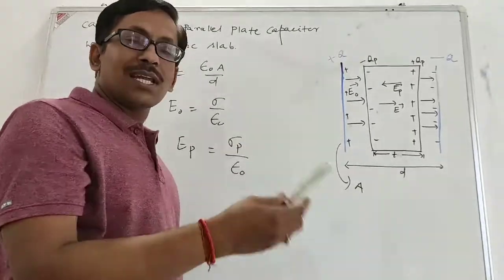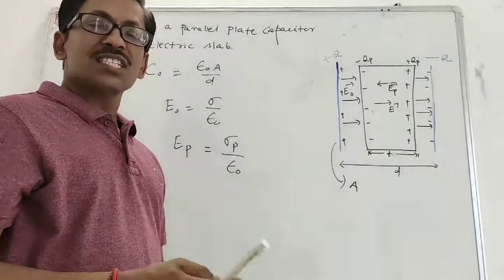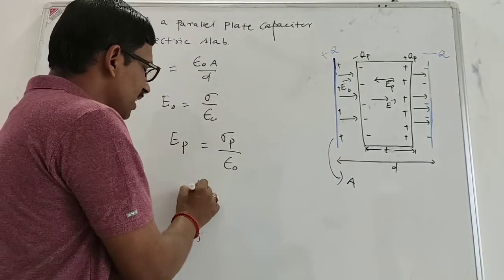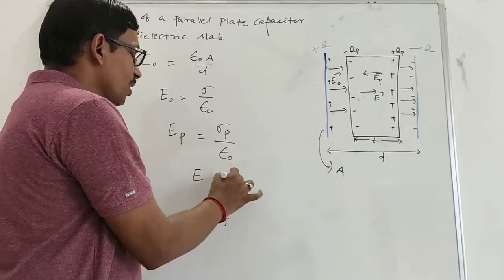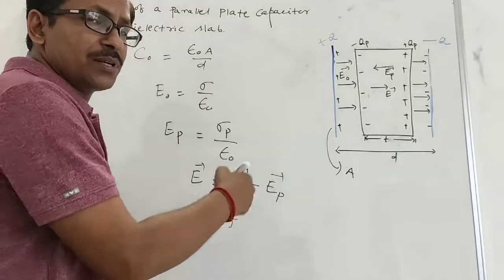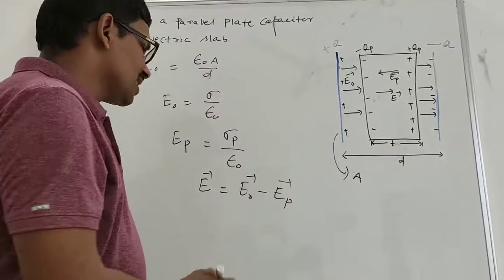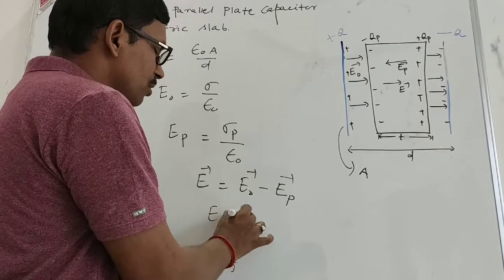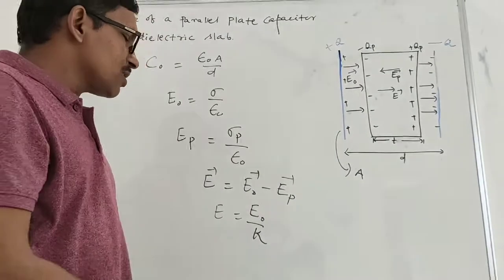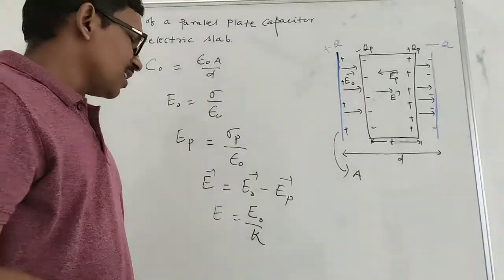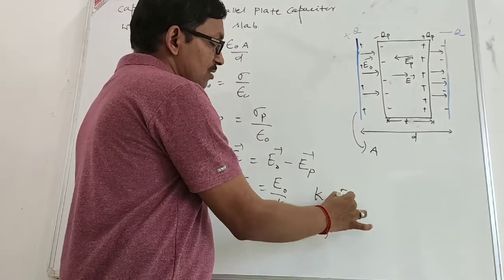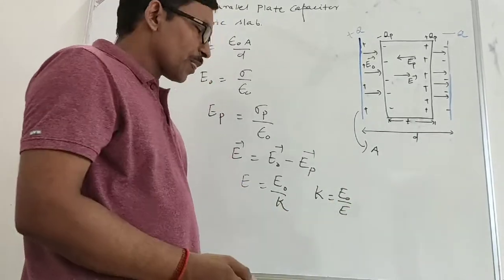So now this electric field due to polarization tends to reduce the original electric field. Then what is the electric field inside the dielectric? Now the electric field inside the dielectric, E, is equal to E0 minus EP, original external electric field minus electric field due to polarization. That we can write as E equal to E0 by K. How is this? Because previously we have already derived the dielectric constant. So K is equal to E0 by E.